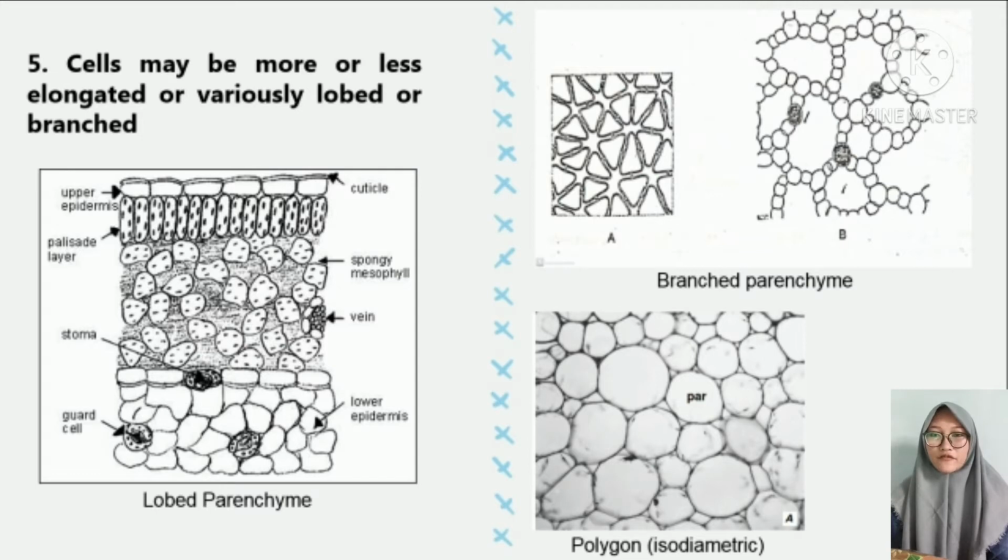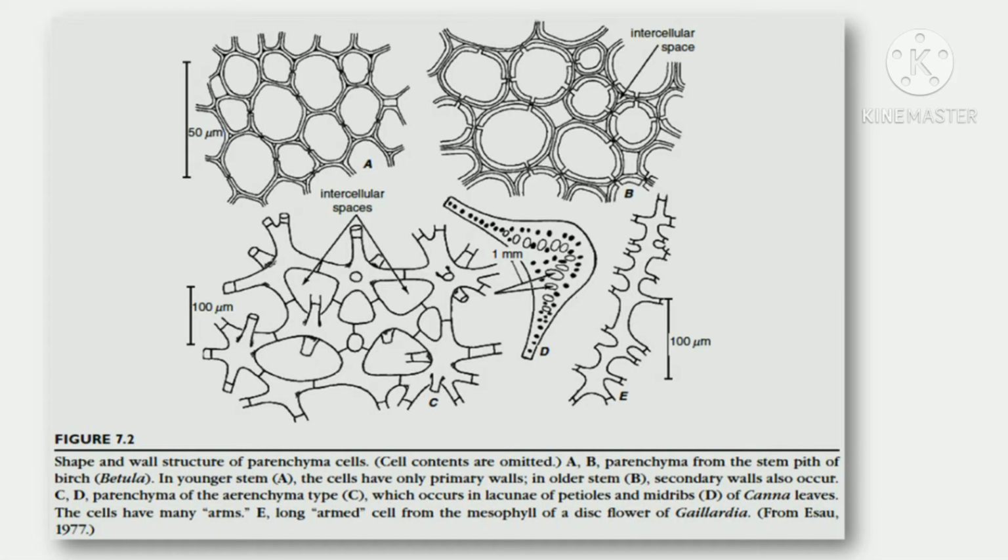In the branched parenchyma, figure A is the star parenchyma in the Apheus Janus. Figure B is the parenchyma in the rhizome of the Acorus calamus. The picture shows the shape and wall structure of parenchyma. Parenchyma from the stem pith of Betula. Figure A is in younger stem. Figure B, the cells have only primary walls. Secondary walls also occur. Figure C and D, parenchyma of the Erythema type.